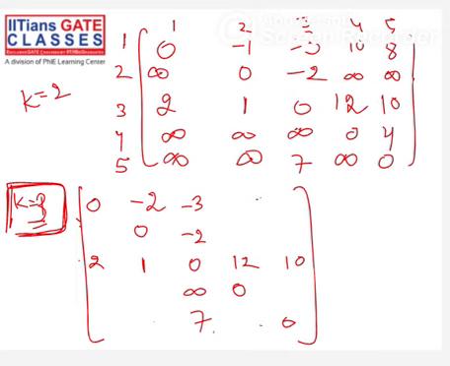So 3 length paths. 1 to 4 is 1 to 3 and 3 to 4. 1 to 3 is minus 3, and 3 to 4 is 12. So minus 3 and 12 is 9. So this will reduce to 9. Then you have 1 to 5: 1 to 3 and 3 to 5. 3 to 5 is 10. Minus 3 and 10 is 7. So this again becomes 7. So minus 3 part is included now.